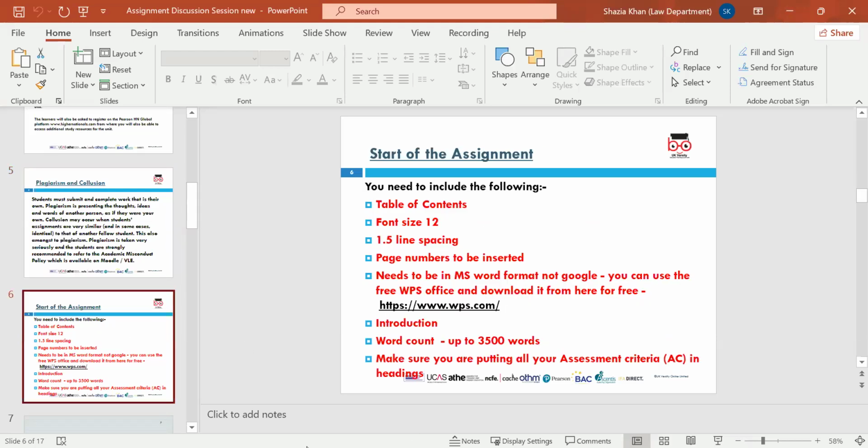Again, at the start of your assignment, you need to put in your name and your table of contents. Why is the table of contents so important? It gives the assignment details, the summary of your assignment from start to finish, to the marker.